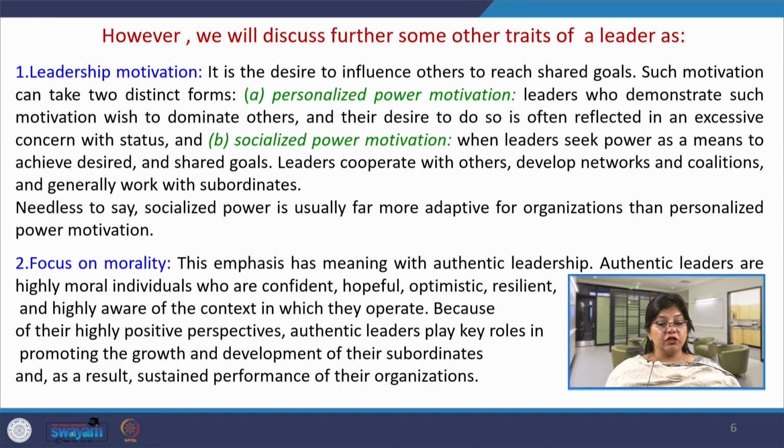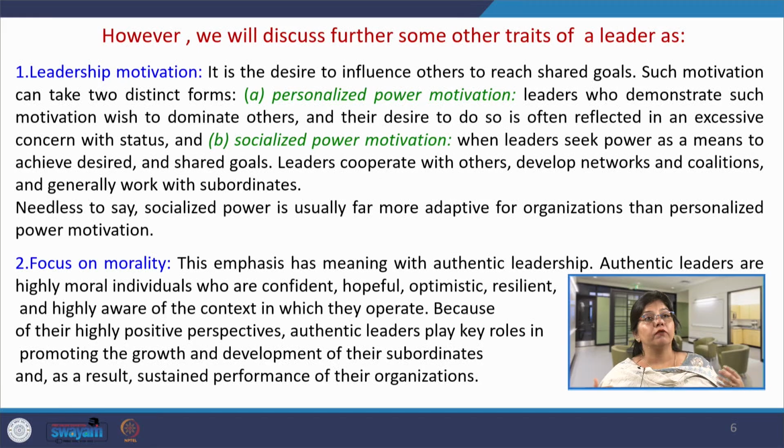The other motivation is socialized power motivation, where the leaders seek some kind of means to achieve desired goals or shared goals. So, leaders cooperate with each other, they develop networking and they tend to work in sync with the subordinates and the followers. So, that means when we talk about personalized power motivation, the leader is more inclined to use power in order to meet the organizational goals, whereas in socialized power motivation, the leader seeks power by means of sharing the goals with the followers, cooperating with the co-workers, developing networks and coalitions.